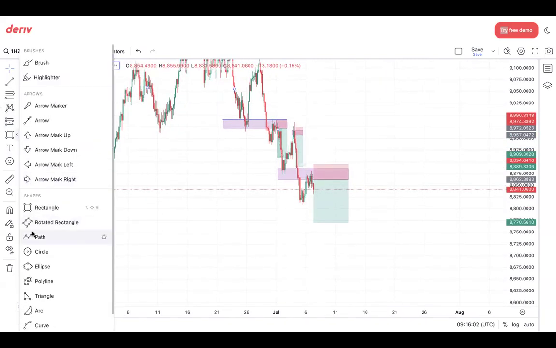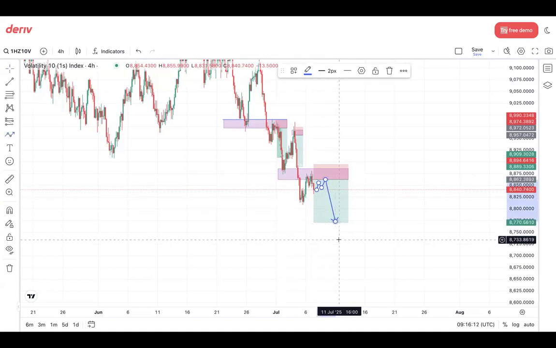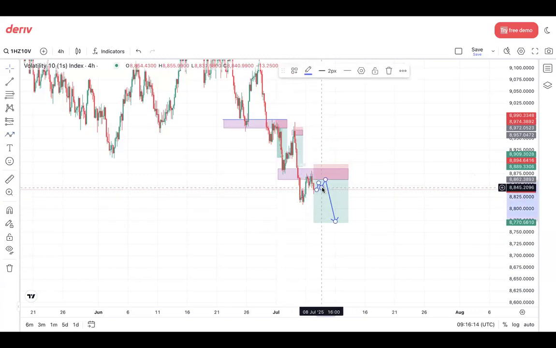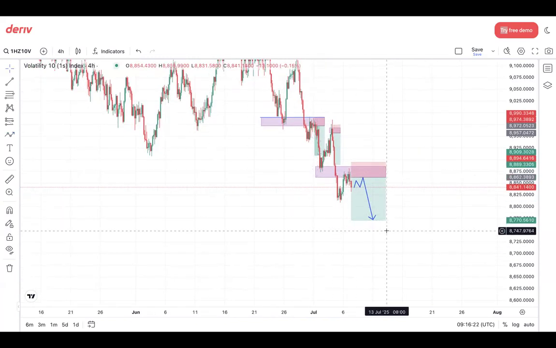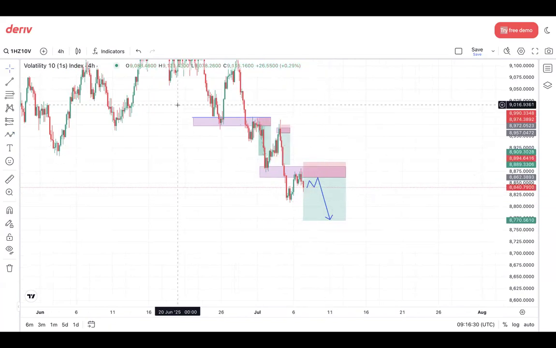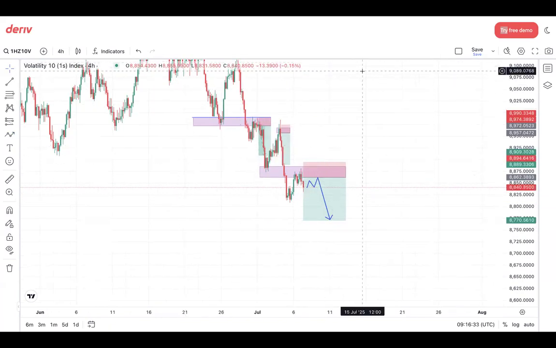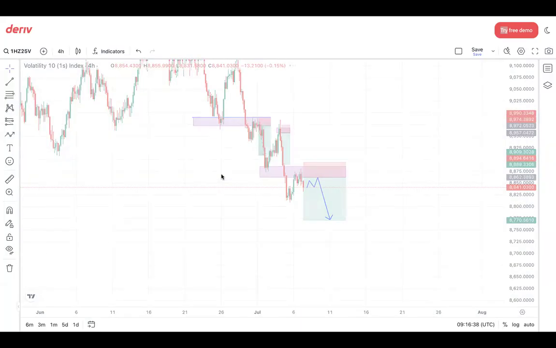In a scenario like this, and then you have that dip. So this is our first sell POI for volatility 10-1s. And now let's look at another pair. That will be volatility 25-1s.